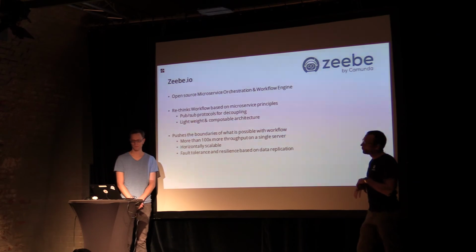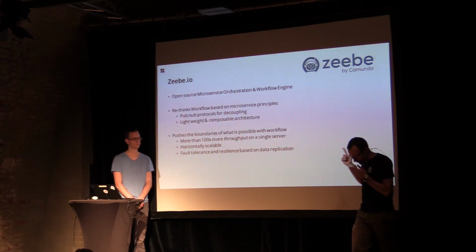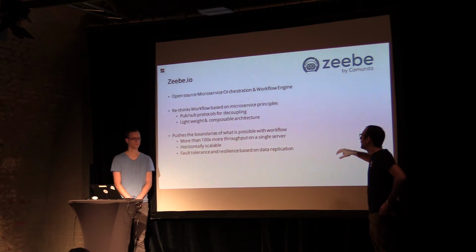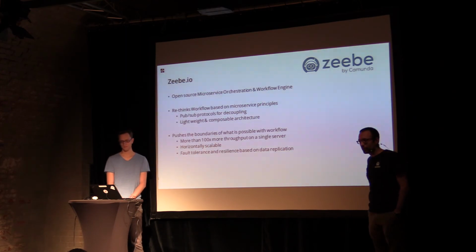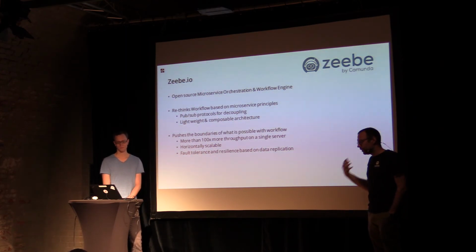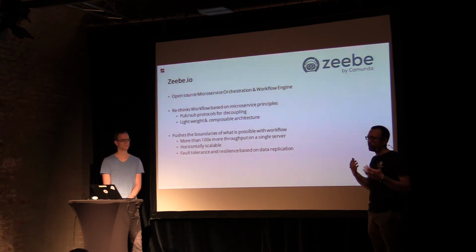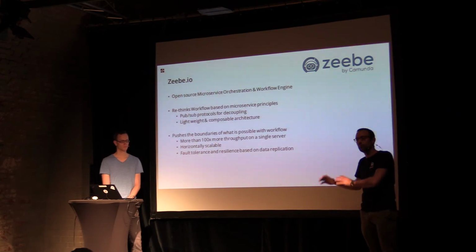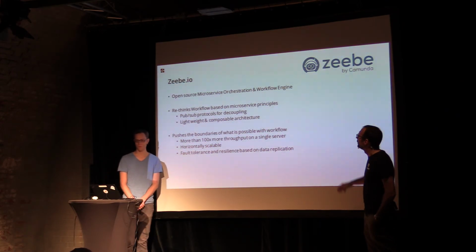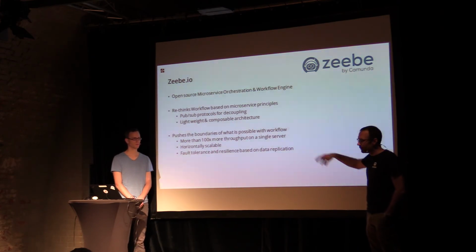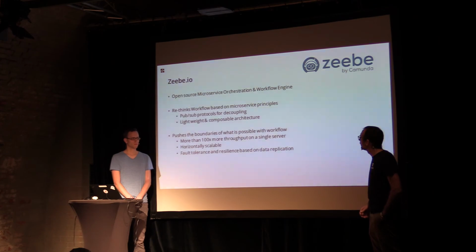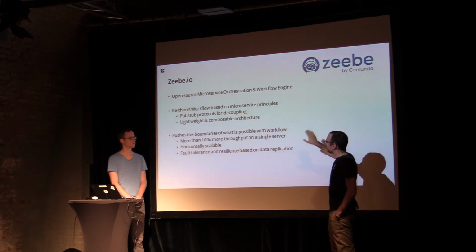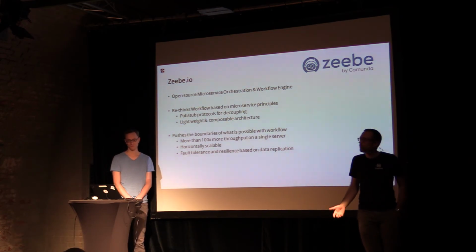Now, what we are going to present today is a new open source system that we have developed with our company Calcutta. We are from Berlin, and this is an open source microservice orchestration and workflow engine. We have launched this in August. It's in a very, very early stage right now. At Calcutta we have a very different product in the market that is very mature and used by different companies, but this one is very early stage, and Thorben and myself have been working on this product for over a year. And what we do here is we rethink workflow based on microservice principles.